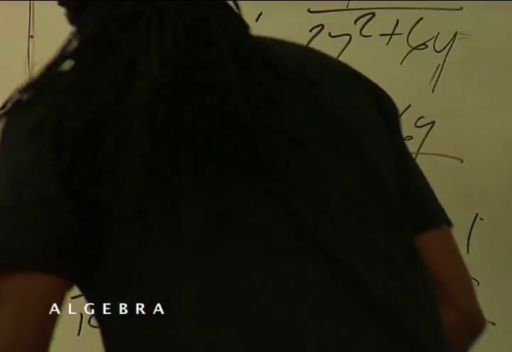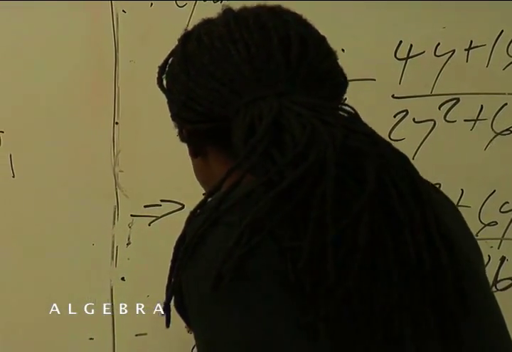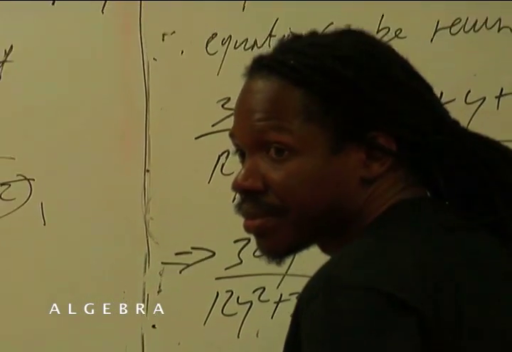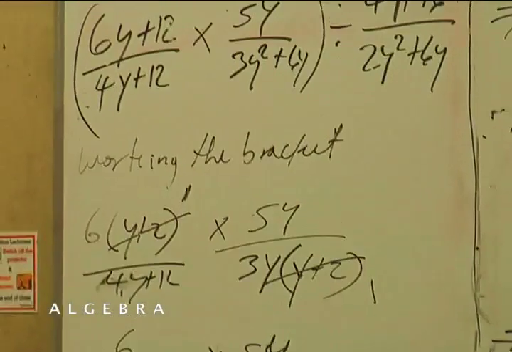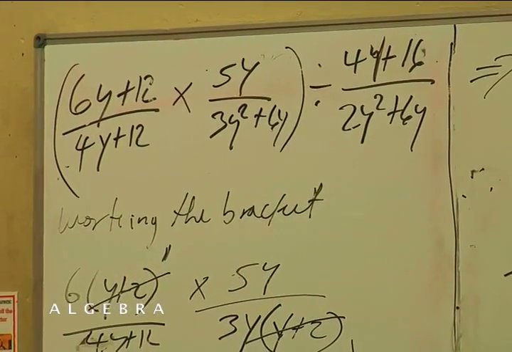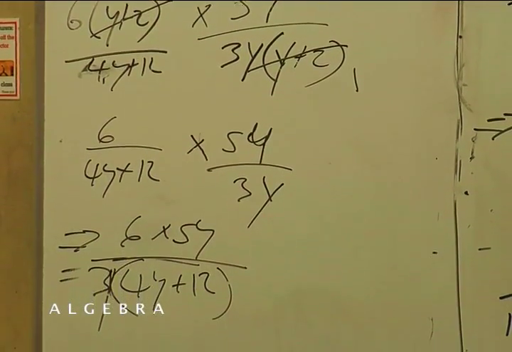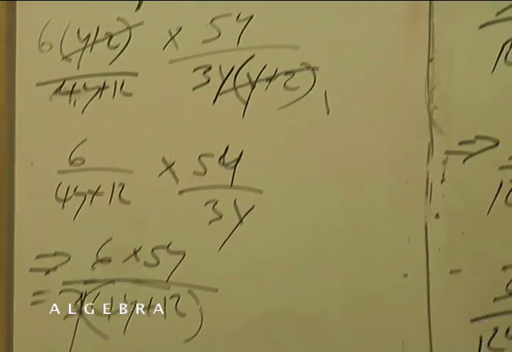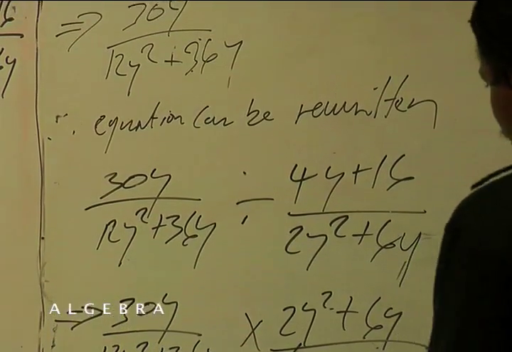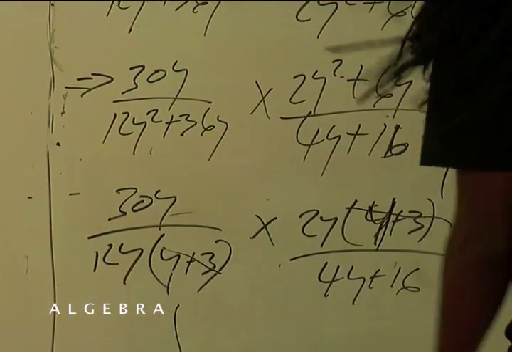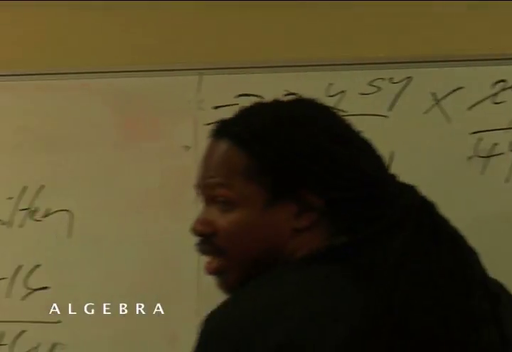So I say to myself then, what can give me 2 factors that can go in itself? If we use 12y, we can get y plus 3 as the factor. And if we use 2y, we can get y plus 3 as the factor. So therefore, cancel. So I'm going to go back up here now and get 30y over 12y times 2y over 4y plus 16.